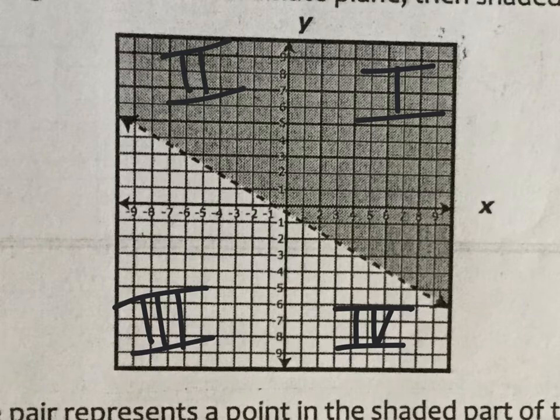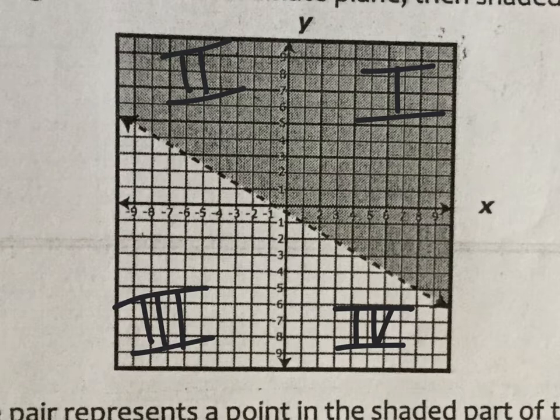B says (3, -4). I start at the origin, I go right to 3 and down to -4. And we are not in the shaded portion of the coordinate plane, so not B. C says (0, 0), the origin. And in fact, if we plot the origin, we see that it is in the shaded area. So chances are our answer is going to be C. But let's try D just to be sure.